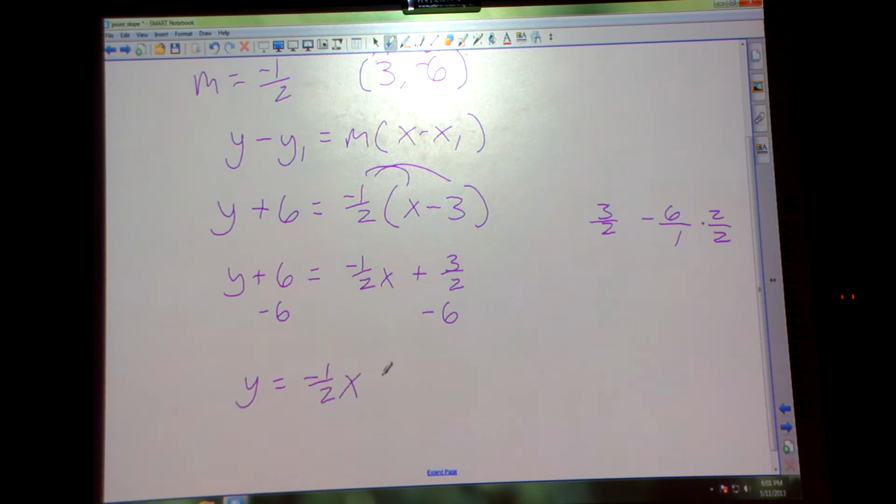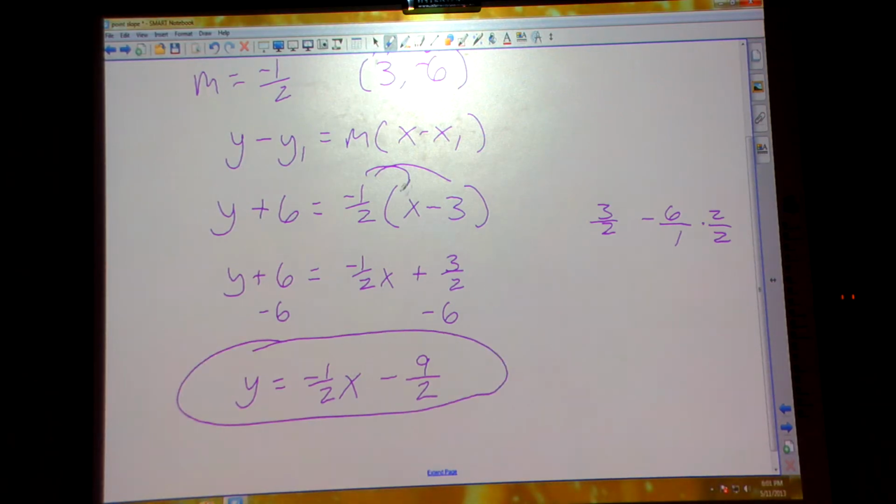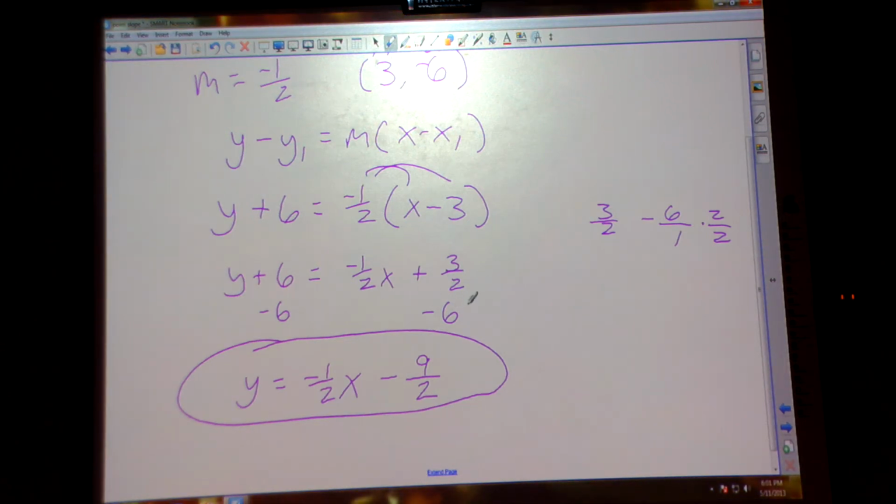So -1/2 x minus 9/2. There we go. And yes, I do want you to use point-slope form. Okay? I want you to get in the habit of using point-slope form. Okay, so all we do is distribute and then add off, just to clean up. Get y by itself. So it ends up being slope-intercept form, but we start with point-slope.